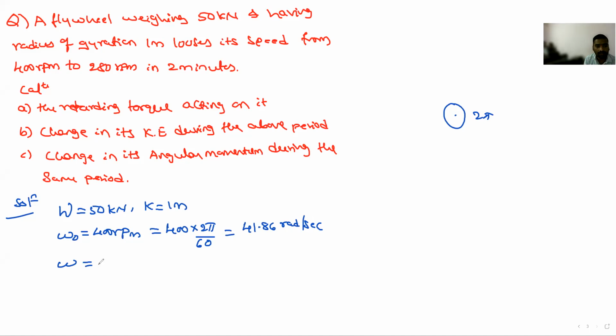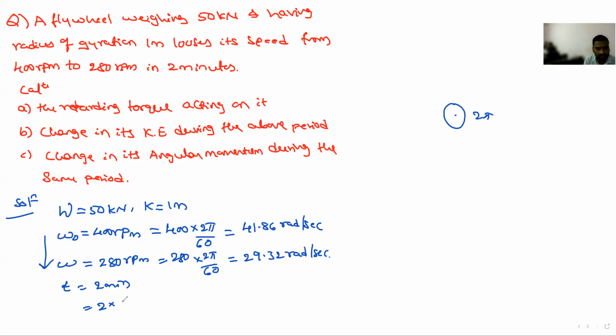Then again, he has given final velocity. Omega is equal to how much? 280 RPM is given. So 280 multiplied by 2 pi by 60. How much is it? Yes, 29.32 radian per second. Is it understood? See, time is given. How much is the time? Time is 2 minutes. So can you convert this into seconds? 2 into 60, 120 seconds.